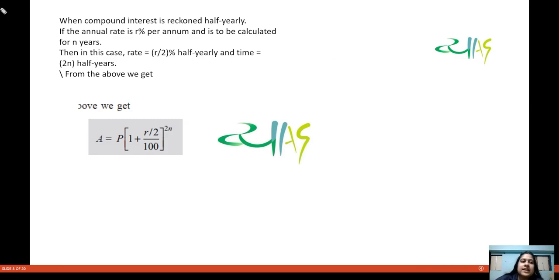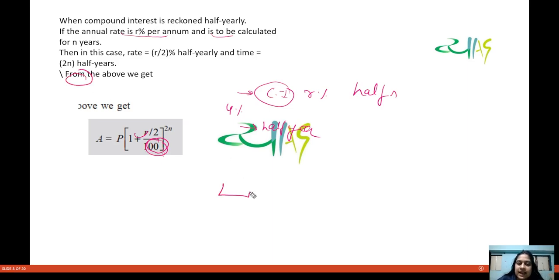Now see, if it is saying that the compound interest is reckoned half yearly, this is basically saying that your money is compounded at R% half yearly. So in that case, instead of putting R here, you will put R by 2. For example, if it is saying 4% interest for half year, this is the formula for annual year, so we will put this as R by 2. And in case of years, if every half year my money is increasing, that means if I'm taking 2 years, my money will increase 4 times.